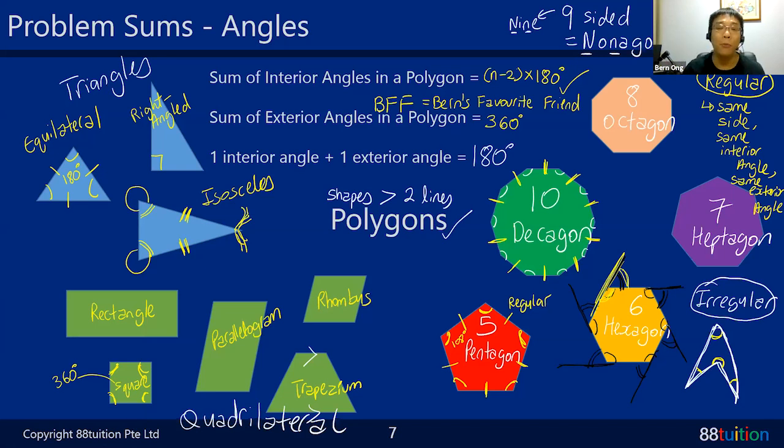So these are the three formulas that you can use when you talk about polygon. And number two, my favorite, BFF. Okay? All right, so all these are considered notes.